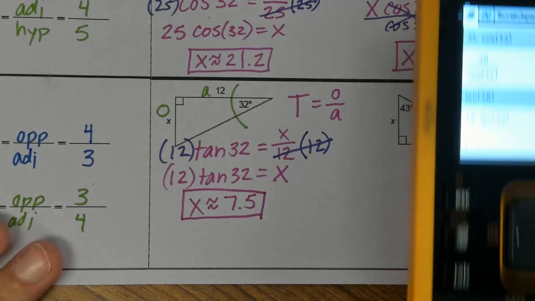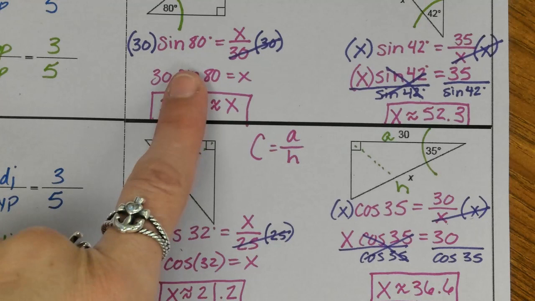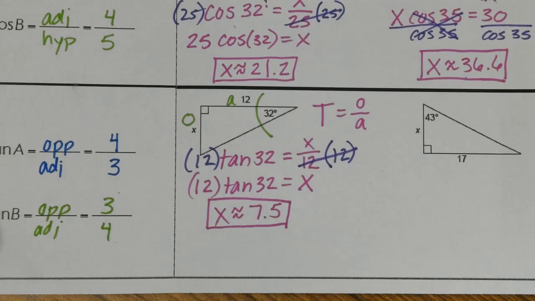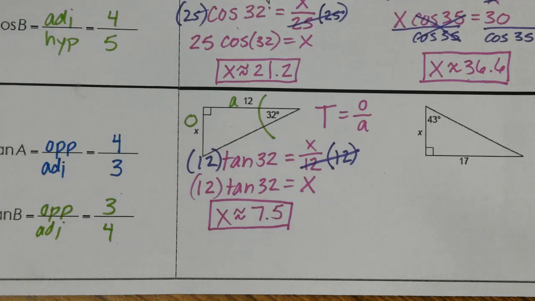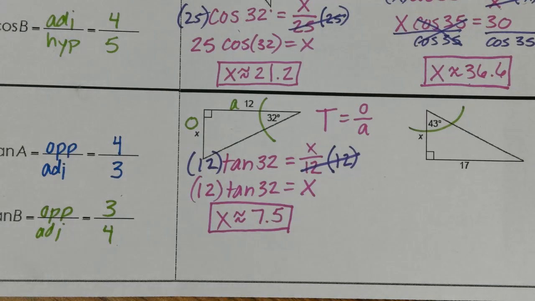And if you haven't guessed already what's going to happen on the next one, as you can see the pattern, multiply, divide, multiply, divide, multiply. Yep, we're going to divide. Where's our reference angle? I know you're sitting at home yelling out the answers right now. Big arc right there, 43 degrees.